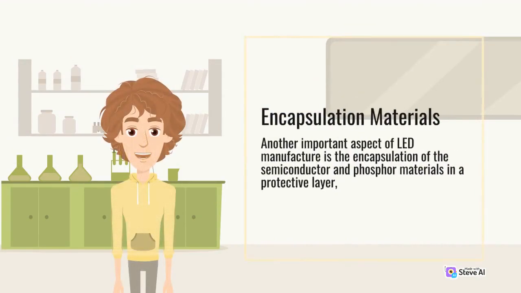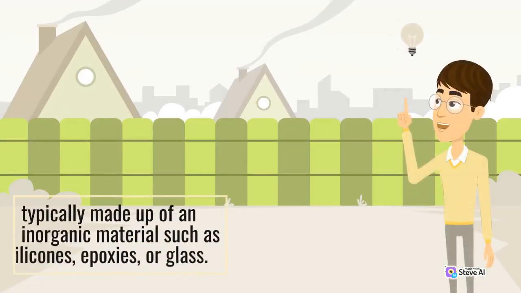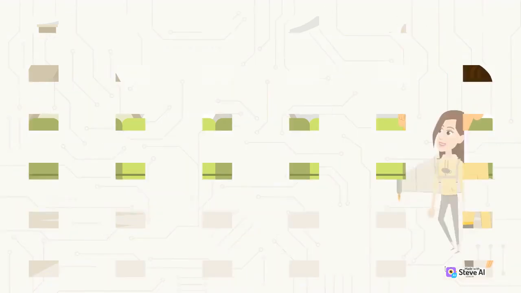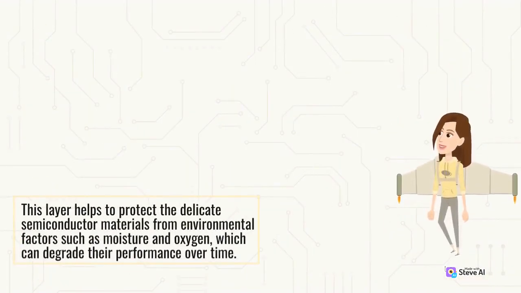Encapsulation materials. Another important aspect of LED manufacture is the encapsulation of the semiconductor and phosphor materials in a protective layer. Typically made up of an inorganic material such as silicones, epoxies, or glass, this layer helps to protect the delicate semiconductor materials from environmental factors such as moisture and oxygen, which can degrade their performance over time.